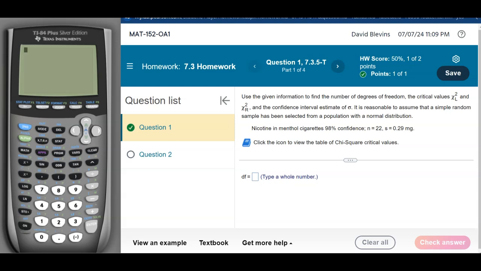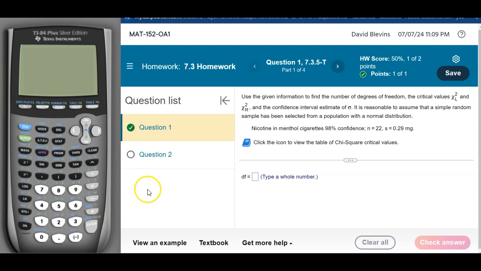Hey stats class, I want to show you how you can use your TI calculator to help you with confidence intervals that you have to create in 7.3 that are chi-square distributions. These are no longer symmetric bell-shaped curves. Remember, the chi-squared from your notes has a right skew, and so we're not going to add and subtract something here. It's a completely different procedure.